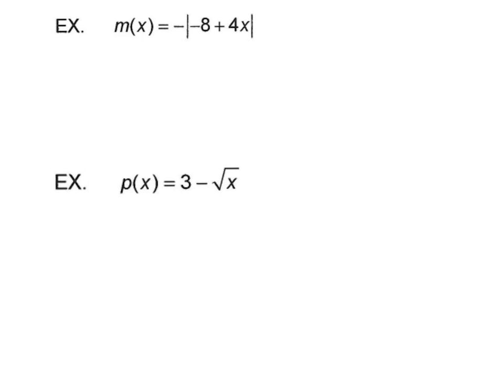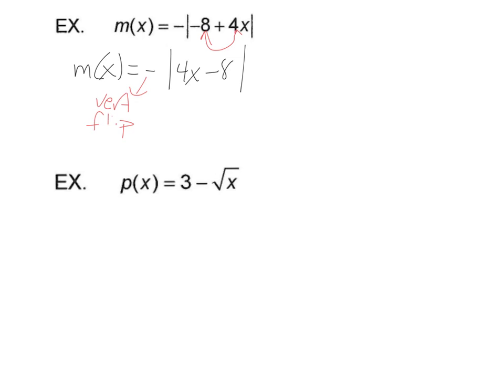M of x equals negative absolute value negative 8 plus 4x. If you look back at the formula that showed the A, B, C, and D, the x was in front of any number being added or subtracted. So this is a little bit out of order. We want to rearrange this and have m of x equals negative absolute value 4x minus 8. And now it will go in the right order. The minus means a vertical flip.